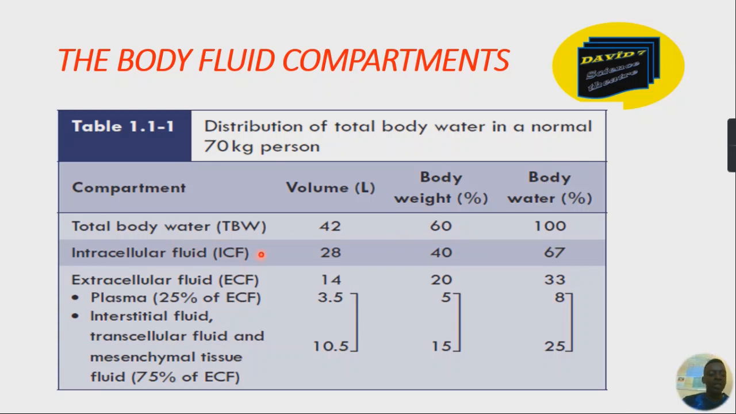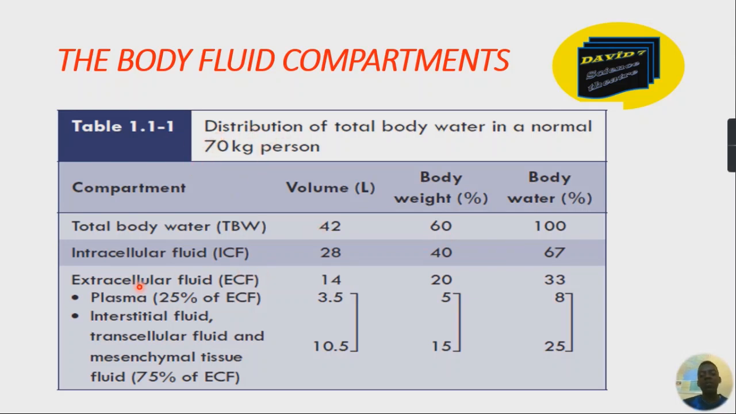Out of this, you'll find that the intracellular fluid has 28 liters. 28 liters out of the 42 are found in the intracellular fluid, within cells. And this contributes 40% of the body mass and 67% of the total body water. So if an objective question comes, you just know that 28 and 42, these two values, are the origin of these values here, at this 70 kilograms.